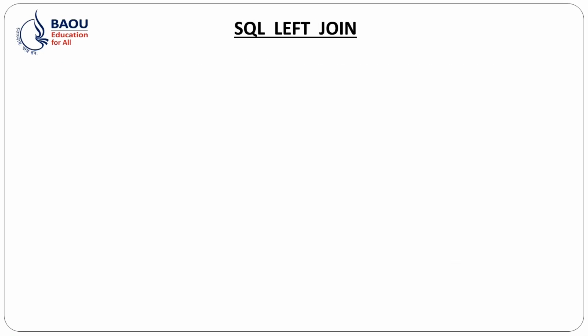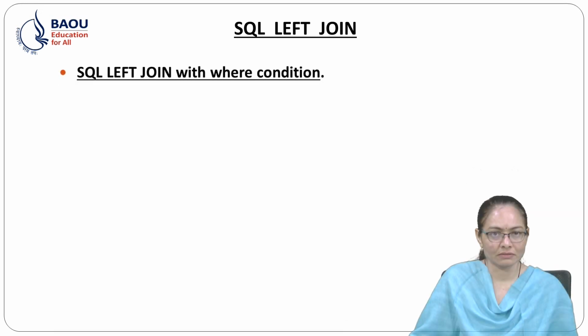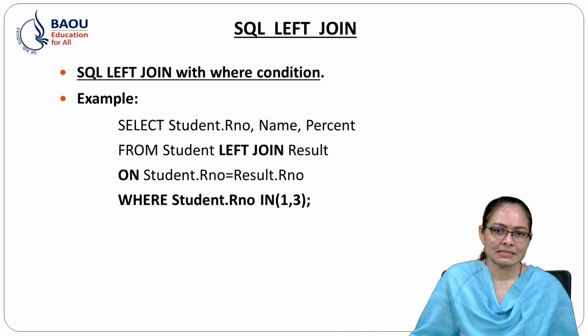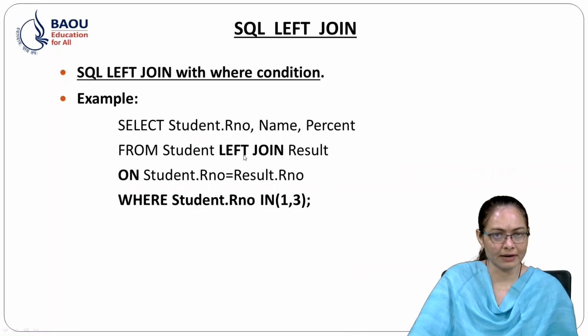Now the next one is SQL left join with the where condition. For example, select student.roll number, name, percentage from student. Here we use the left join. If we use the inner join, then we write inner join. If we use the left join, then write down left join. If we use the right join, then write down right join.